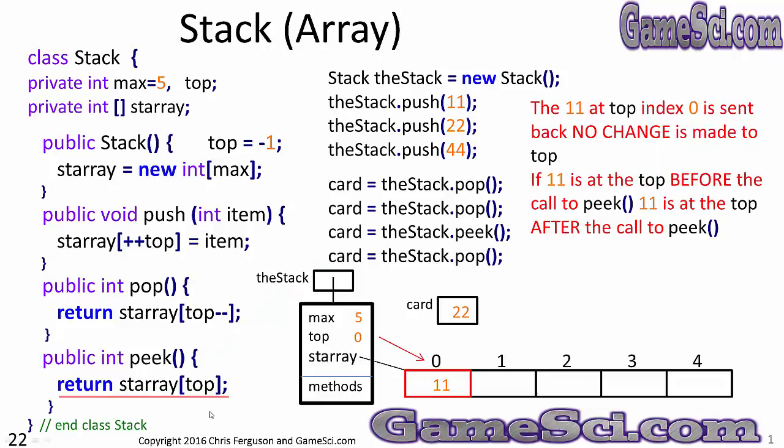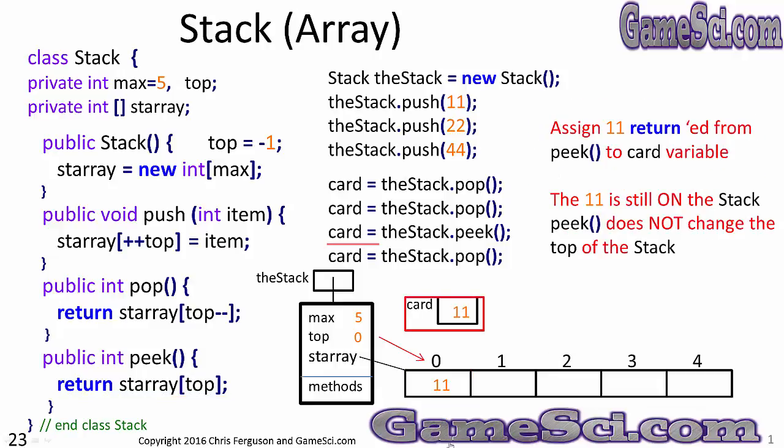Return stArray of top. Top is at 0. So at index 0 we have 11. We're going to send 11 back to the caller. If 11 is at top before the call to peek, 11 will remain the top after the call to peek. Peek causes no change to the top of the stack. So there's the 11 being returned and assigned to the card variable.